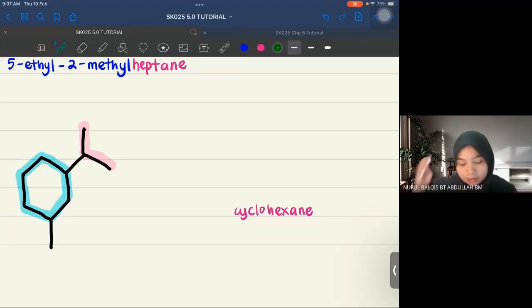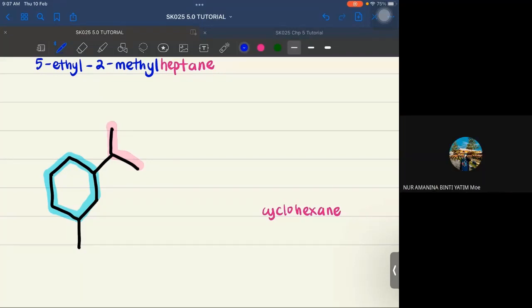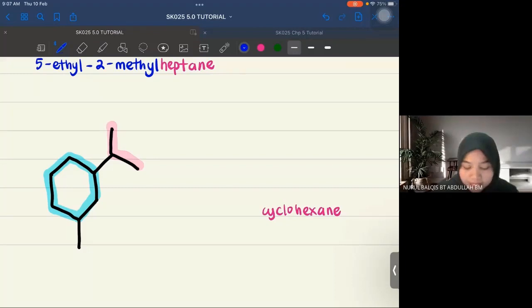Okay. How? Quickly, the numbering. The numbering will start from Y to Y. Okay, now let us first determine what the substituents are. So up here, highlighted in pink, what is the name of your substituents? Isopropyl. Okay, how do you get the name of this isopropyl?